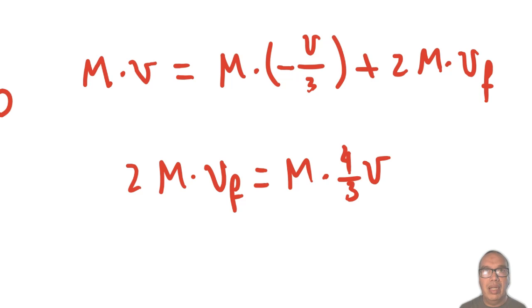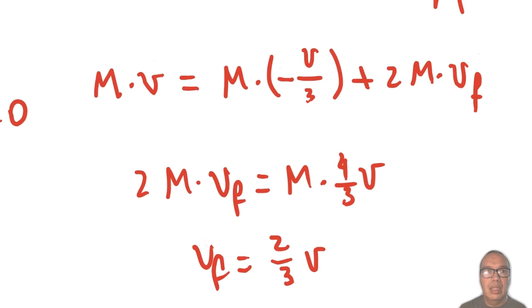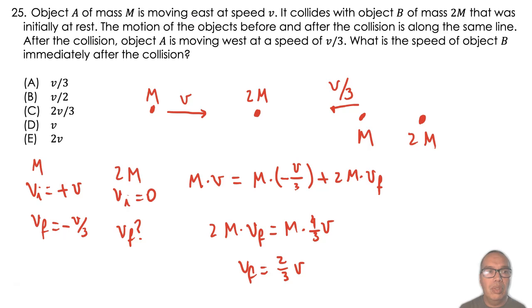Therefore, the final velocity of the second mass is 2/3 v. This is clearly option C.